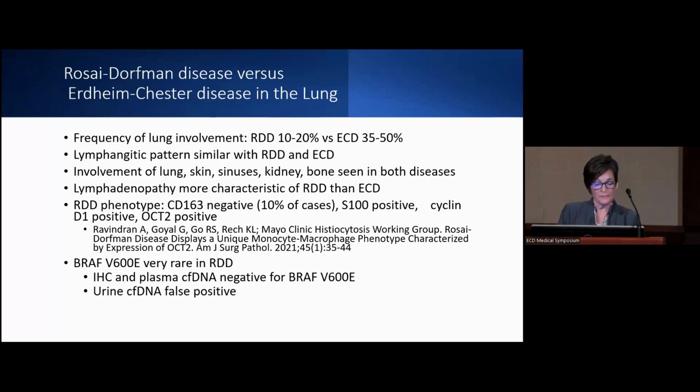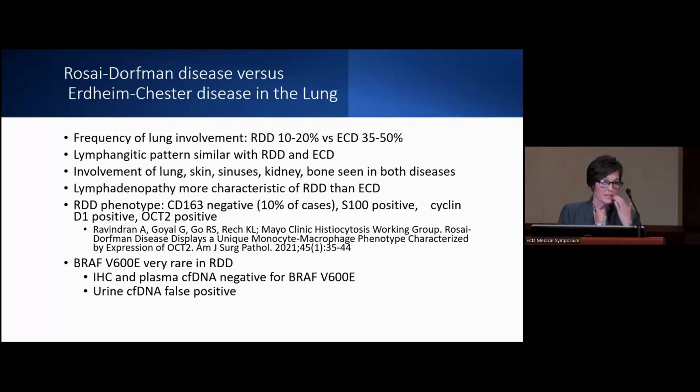The phenotype is diagnostic for RDD in this case, as opposed to ECD. The CD163 was negative, and in our experience, this can happen in about 10% of the cases. And then they're also positive, as we've seen for S100, cyclin D1 and OCT2.